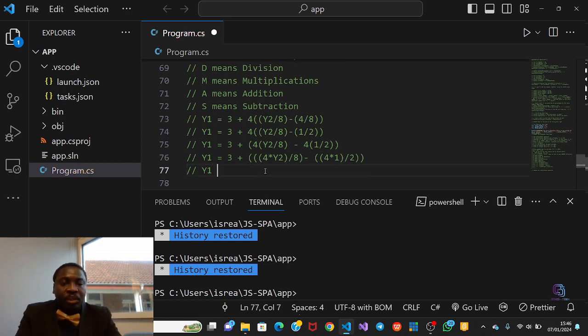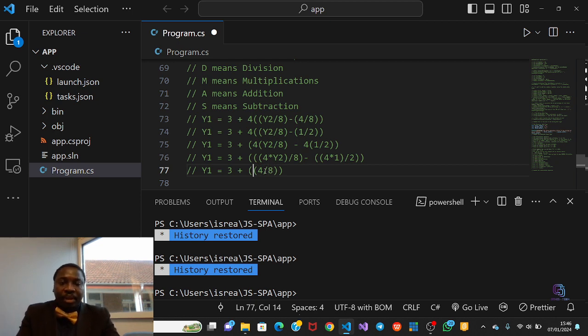Next, you have y1 is equal to 3 plus into bracket. So we have 4 times y2 divided by 8. So if we break it down, we have it as 4y2 divided by 8. But if we break it down, we can say 4, we cancel 8, then we have it as half. So it's same thing as 4 divided by 8 times y2. So I'll break it down. So we have it as 4 divided by 8.